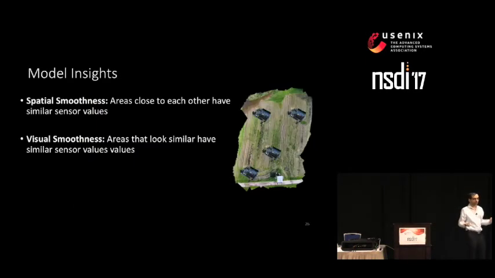And to do that, we want to model two insights. One, we want to model spatial smoothness. These are natural processes, right? They are smooth in space. So areas that are close to each other should have similar sensor values. And the second insight that we want to model is visual smoothness. That is, areas that look similar should have similar sensor values. If you look at the top left of this graph, you can see that this part is clearly very wet. And that's exactly what we want to capture with this visual smoothness metric.